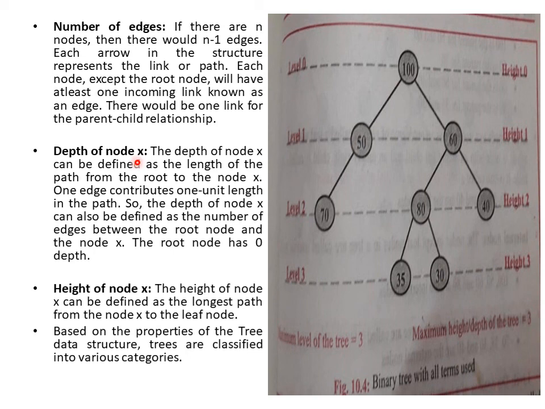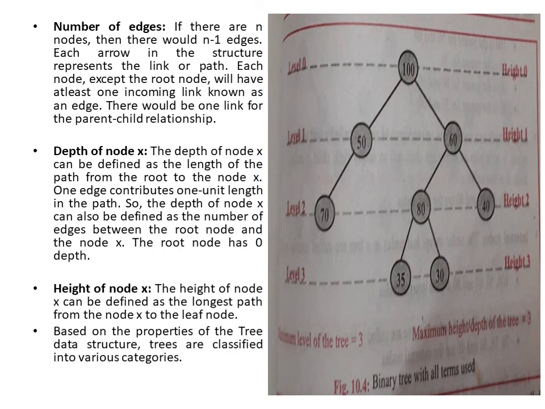Then what is the depth of the node? The depth of the node x can be defined as the length of the path from the root to the node x. That means we will take this one as the last node. One edge contributes 1 unit of length in the path. So the depth of the node x can also be defined as the number of edges between the root node and the node x. The root node has 0 depth. This is 0 depth, 1 depth, 2 depth and 3 depth.